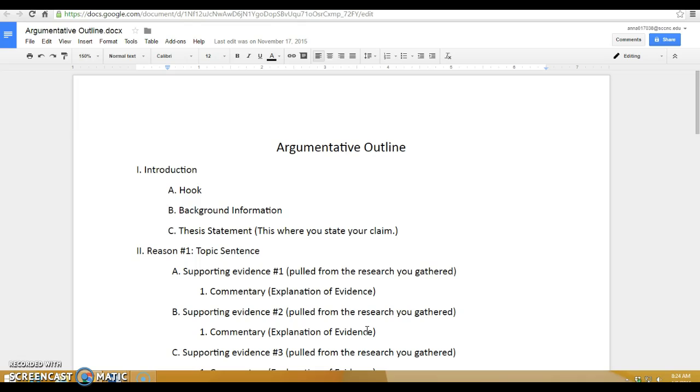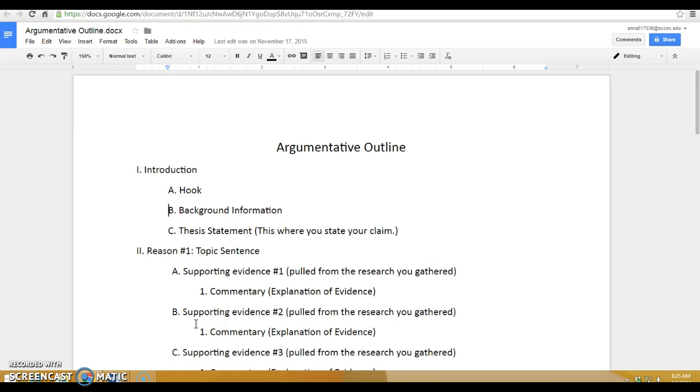Okay? So the first Roman numeral 1 is the introduction. The introduction has three components. There is the hook, which is basically the way to get the reader's attention. Any background information that your reader might need to understand the topic. And C, your thesis statement. This is where you state your claim. I have given you your claim. Your claim is that the internet, in fact, helps humans become smarter or more intellectual.